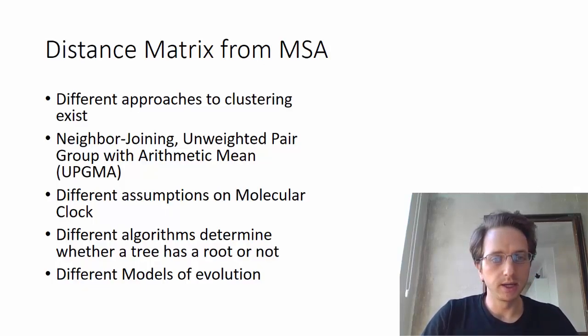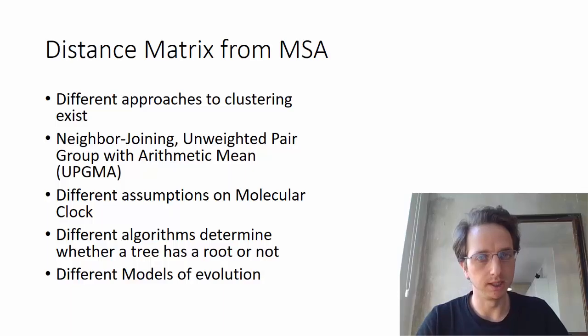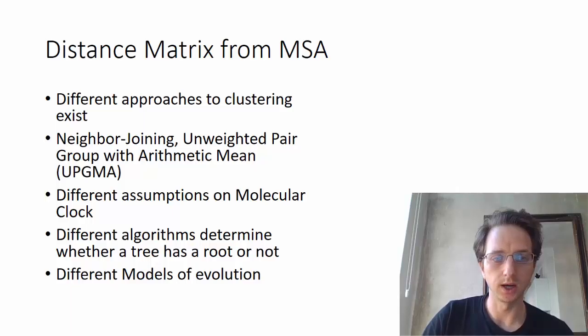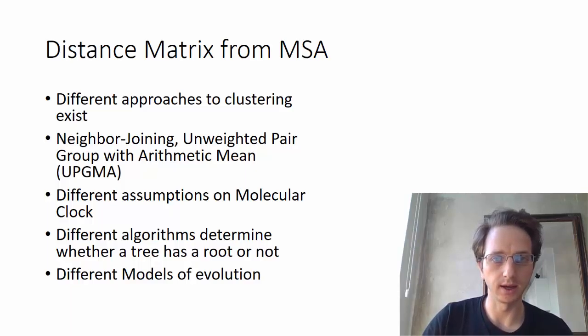So this distance matrix that came from the multiple sequence alignment, I used an approach that's called the unweighted pair group with arithmetic mean, UPGMA for short. But there are different approaches to clustering. I think we've covered both UPGMA and neighbor joining in the course, but these algorithms have different assumptions on what's termed the molecular clock, or how fast mutations occur in a gene, and if they occur steadily, or if there are periods of rapid mutations and then periods of relatively slower mutations.